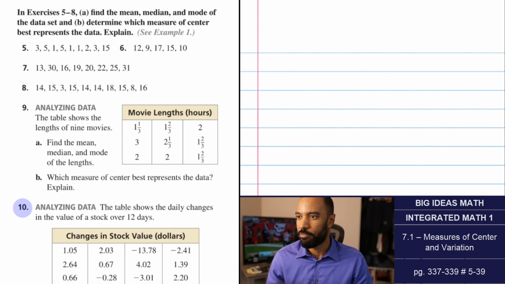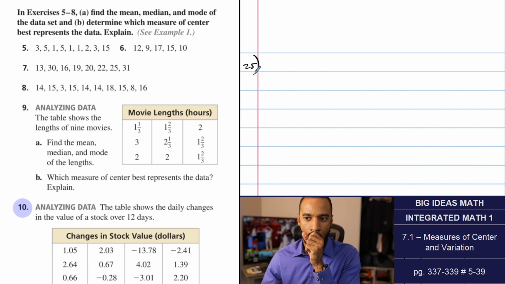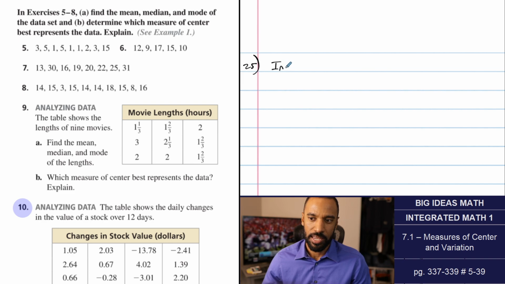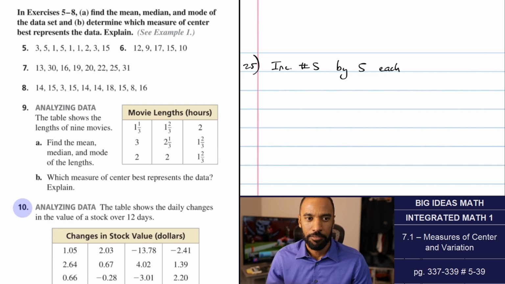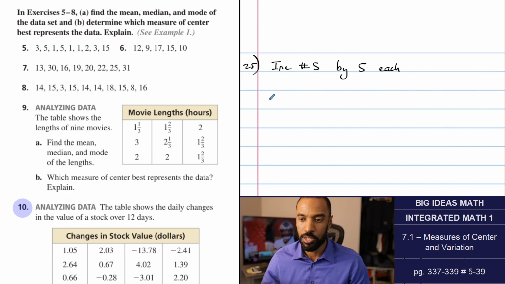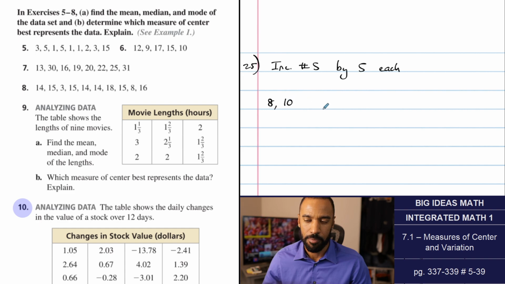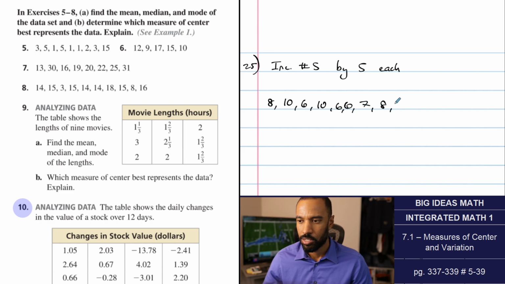So number 25. Increase number 5 by 5 each. Okay, so on number 5, you can see I'm going to do 3 plus 5 and make it 8, 5 plus 5 and make it 10, 1 plus 5 and make it 6, etc. 10, 6, 6, 7, 8, 20.